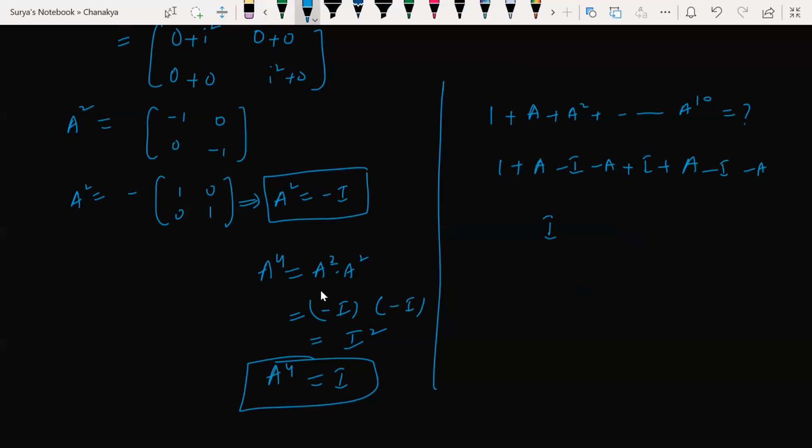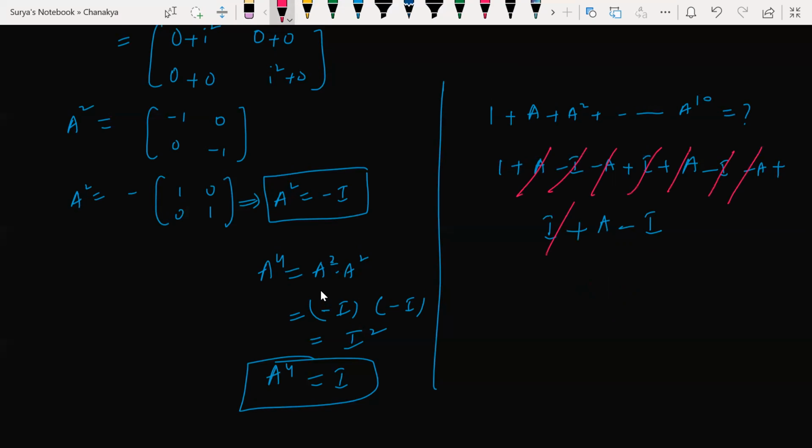I plus I. A to the power of 4 into 4, isn't it? A to the power of 4 into A to the power of 4. So I only. A to the power of 9 is A. A to the power of 10 is minus I. Now adding all this, check. So plus A minus A will get cancelled. Plus I minus I plus A minus A plus I minus I.